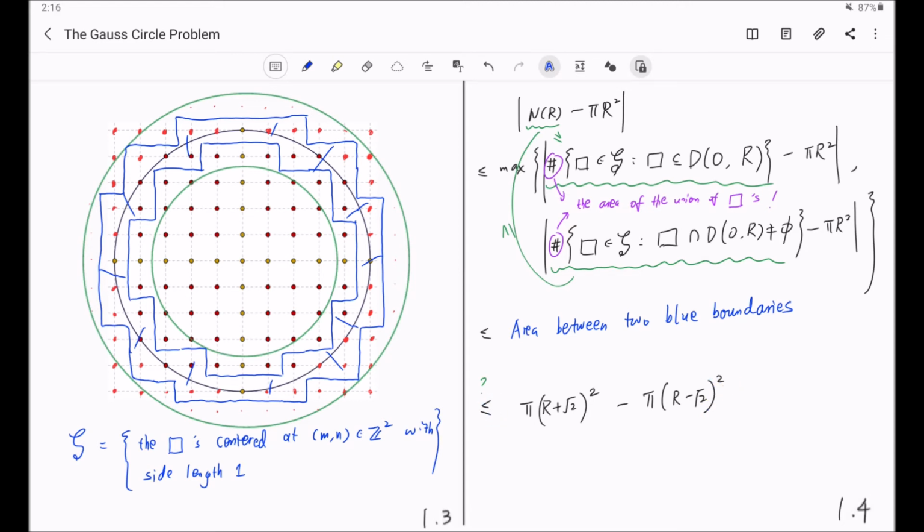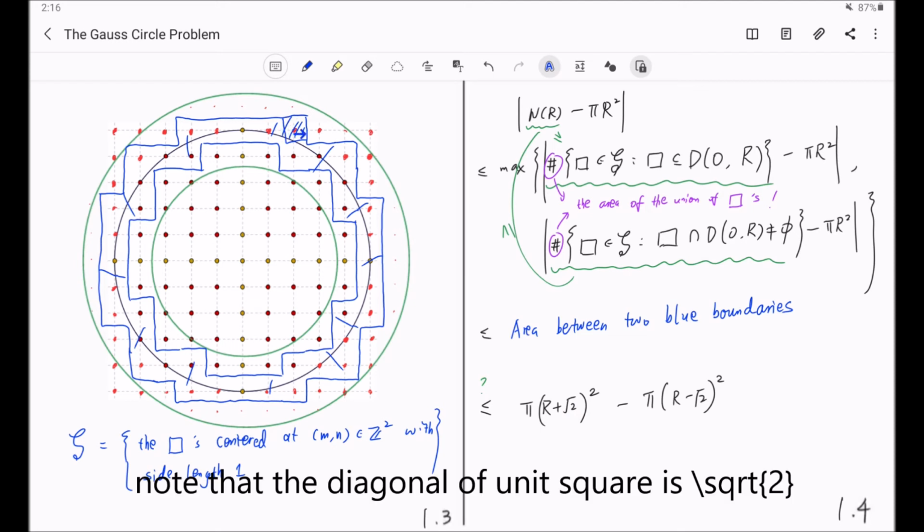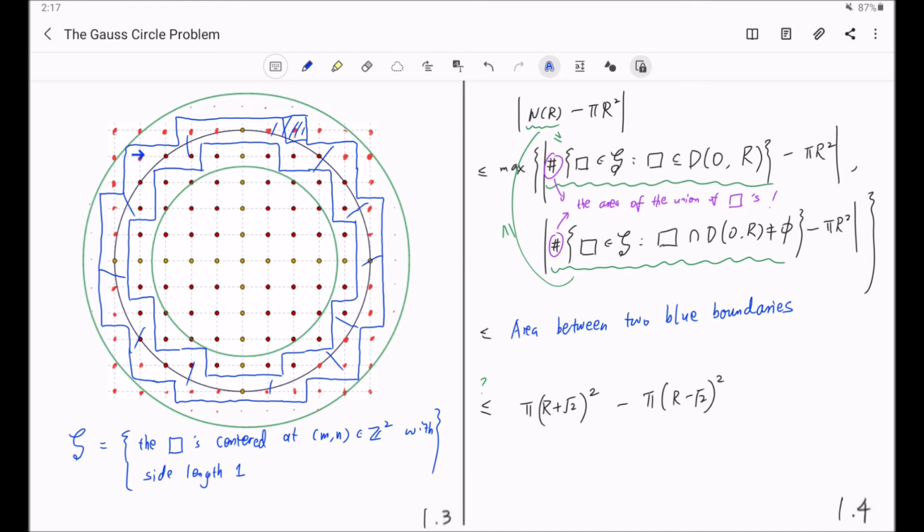This is true because if you look at each square in this outer blue region, for example, this square, because it has non-empty intersection with this disk of radius r, and because this outer circle has radius r plus square root of 2, this square cannot touch the outer green boundary. That is why this outer blue boundary is actually contained in this outer green circle.